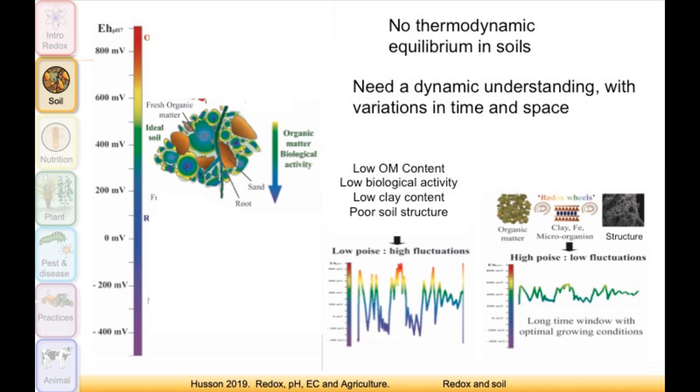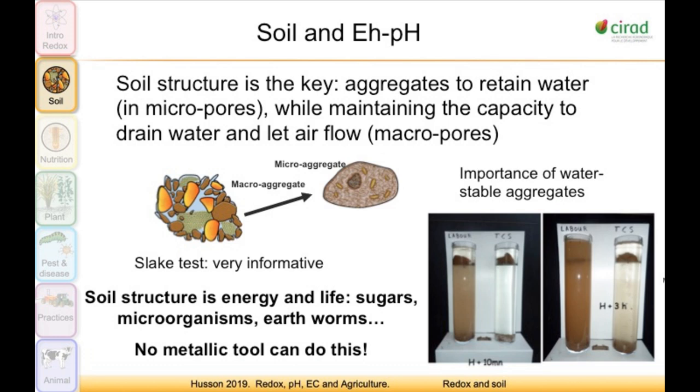The opposite: if you have organic matter, biological activity, good structure, and some clay, then for the same climatic hazard, you will buffer the fluctuation, and the plant will have a long time window in favorable conditions. So the level is important, but the buffering capacity is very important. You cannot just say the average level is good. If you spend half the time here and half the time here, the average level is good, but the result is a disaster. So the key is the soil structure.